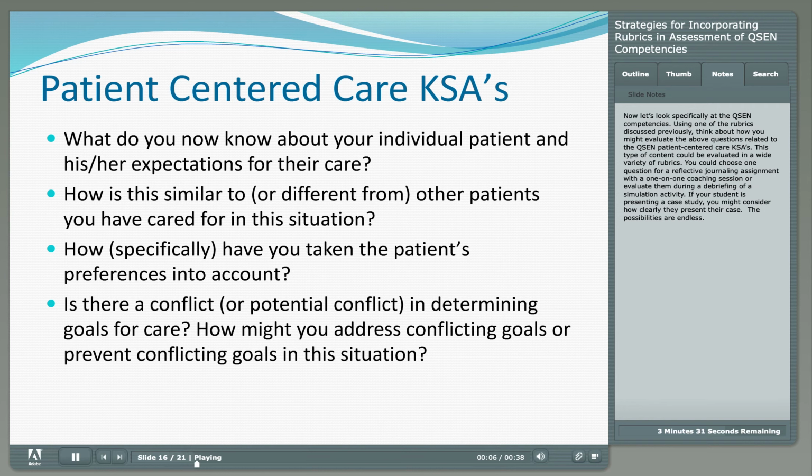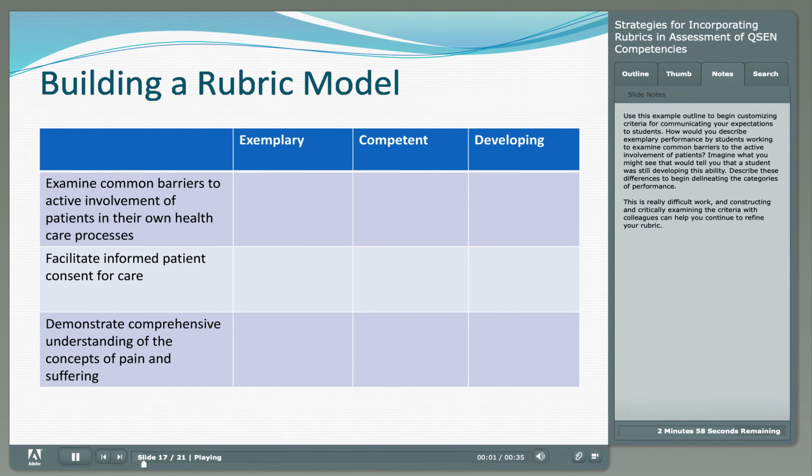Using one of the rubrics discussed previously, think about how you might evaluate the above questions related to the QSEN Patient-Centered Care KSAs. This type of content could be evaluated in a wide variety of rubrics. You could choose one question for a reflective journaling assignment with a one-on-one coaching session, or evaluate them during a debriefing of a simulation activity. If your student is presenting a case study, you might consider how clearly they present their case. The possibilities are endless. Use this example outline to begin customizing criteria for communicating your expectations to students.